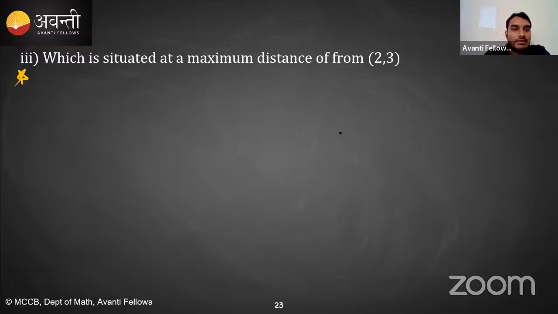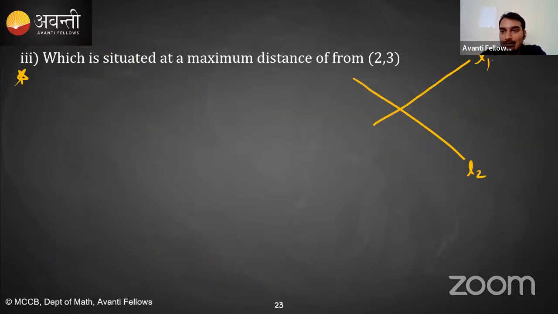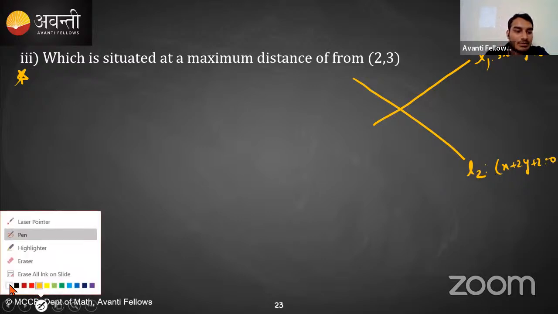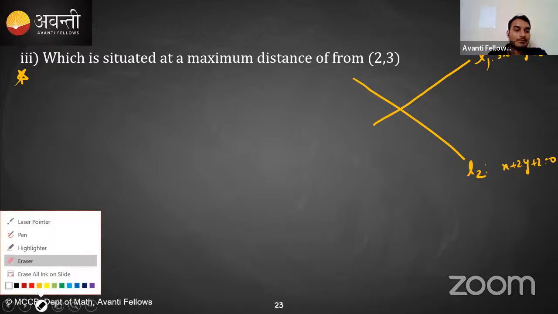Now the question is that a line is situated at the maximum distance. First of all, let me draw the lines. L1 is 3x minus 4y plus 6 is equal to 0. L2 is x plus 2y plus 2 is equal to 0. The question says find the equation of the line passing through the point of intersection of L1 and L2 and at maximum distance from the point 2, 3.